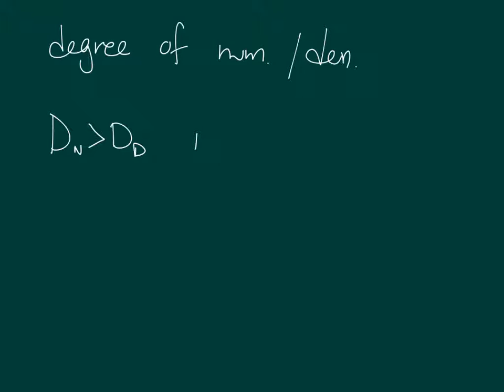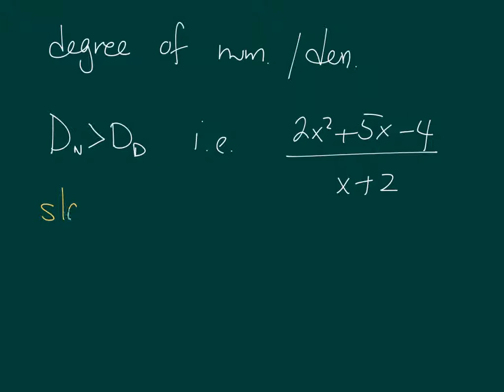For example, 2x squared plus 5x minus 4 over x plus 2. If that's the case, we have a slant asymptote. Okay, we have a slant asymptote. Now, there are 2 other cases, Alex, where we have horizontal asymptotes. I'm going to go over this example, and then I'm just going to mention those other cases so you know.